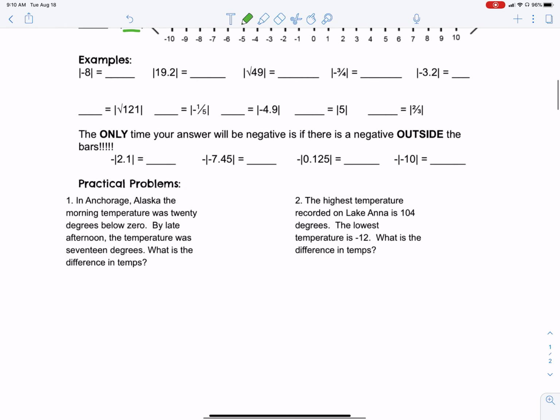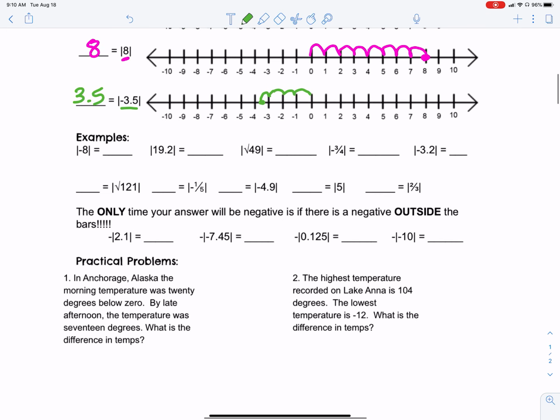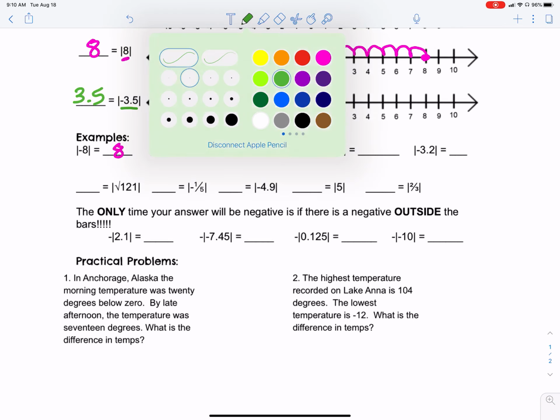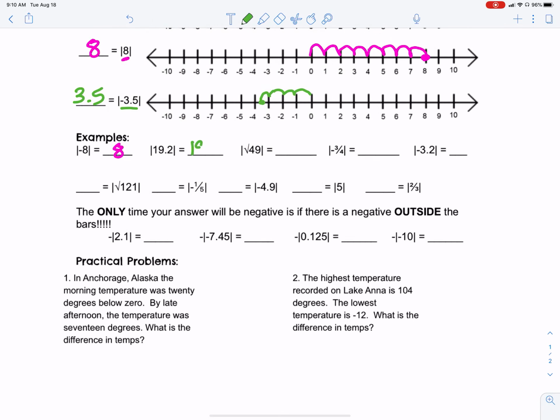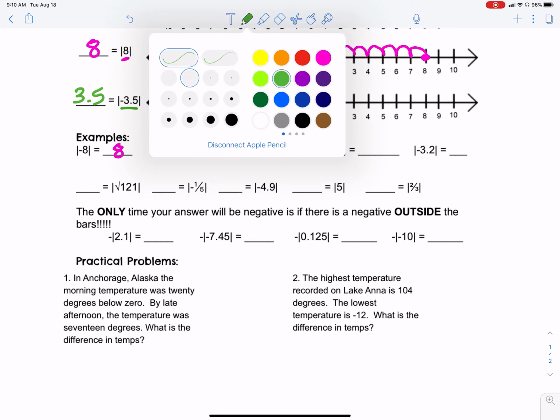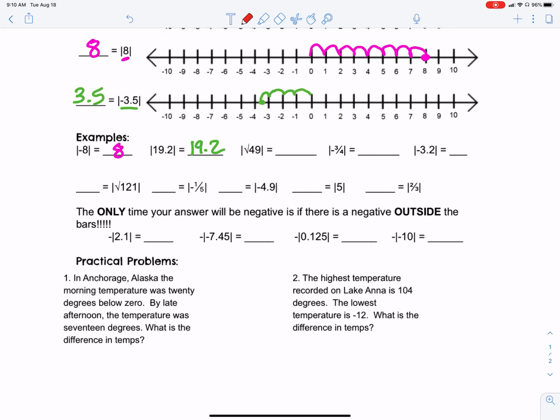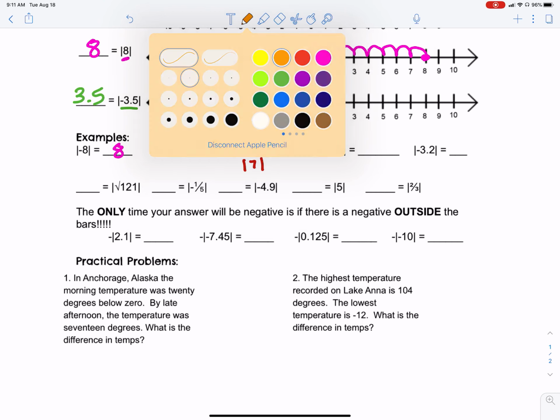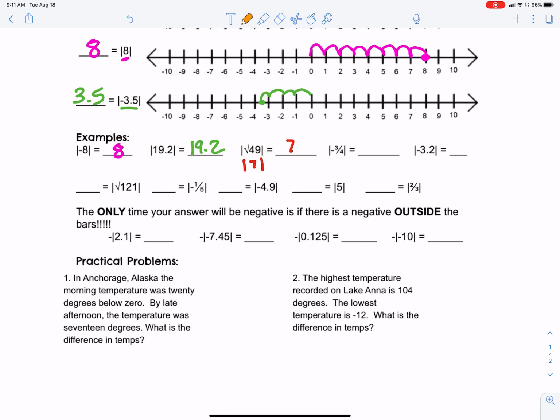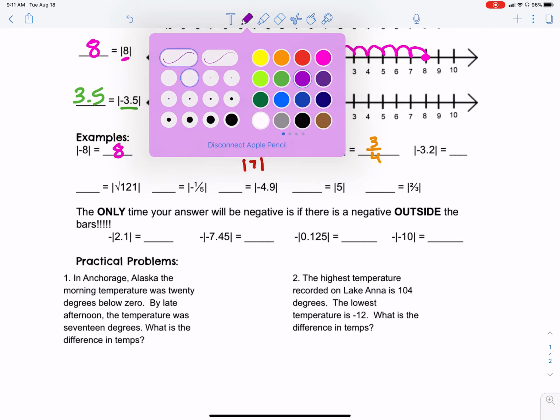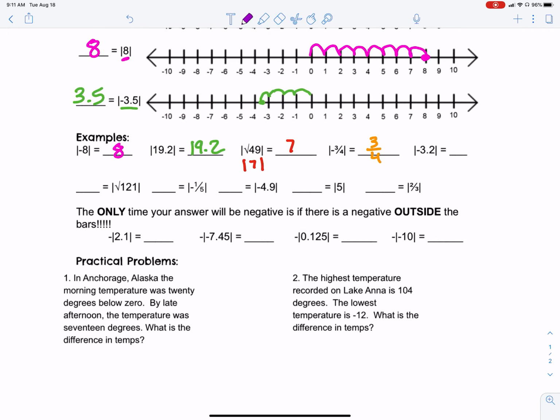So now we're going to come down to the examples. The absolute value of -8 is just going to be +8. The absolute value of 19.2 is just 19.2. The square root of 49 we know is 7, so the absolute value of 7 is just 7 spaces from 0. And then here we have -3/4, so that's going to be +3/4. The absolute value of -3.2 is +3.2.